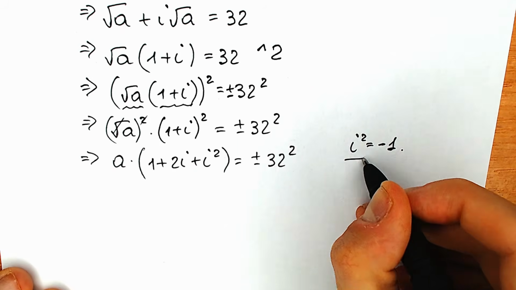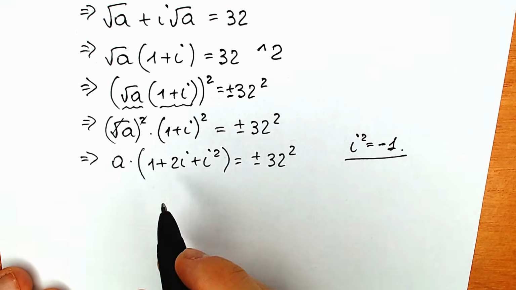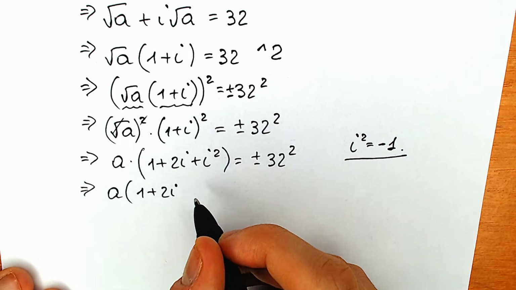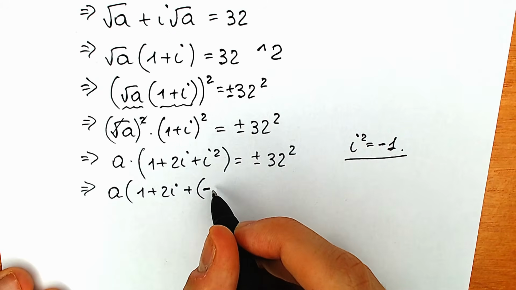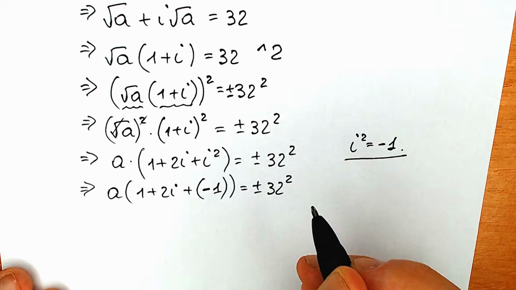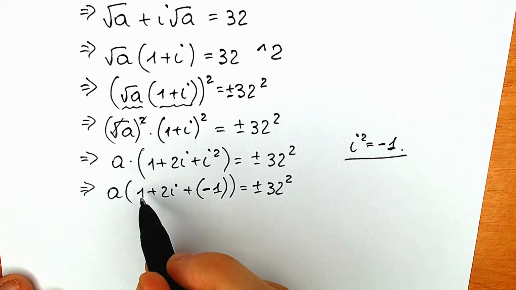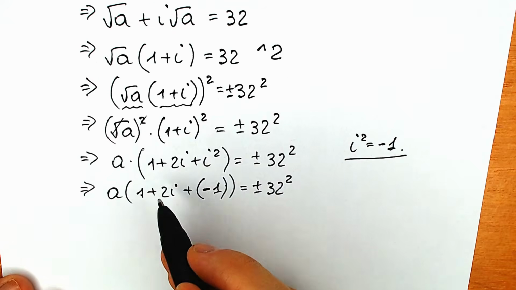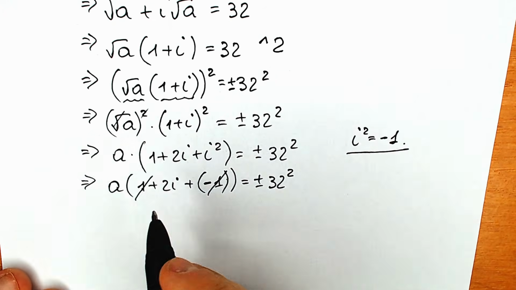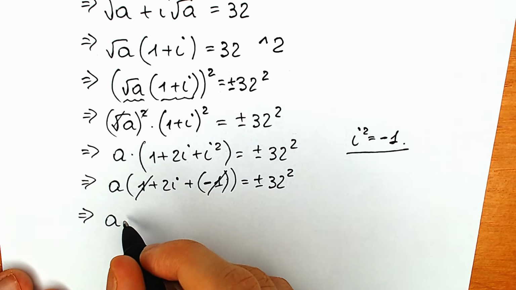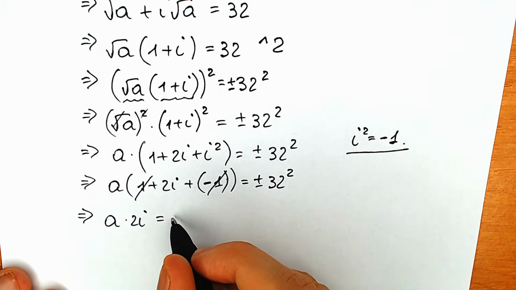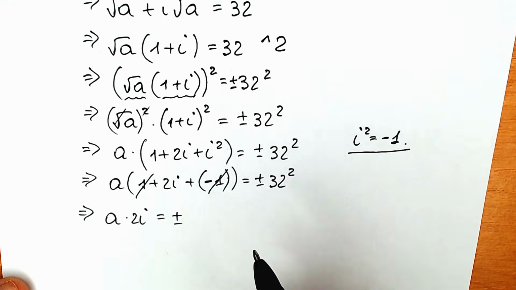This is our complex unit, and as a result, instead of this i squared, we have minus 1. So we have a times (1 plus 2i minus 1) equal to plus minus 32 to the second power. Right now we can easily cancel this 1 and this 1, since 1 minus 1 equals 0, and we can raise 32 to the second power. As a result we have a times 2i equal to plus minus 32 squared, which is 1024.